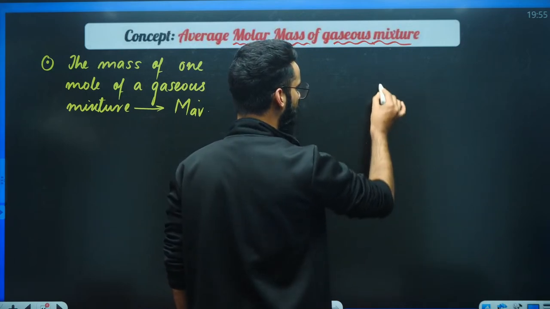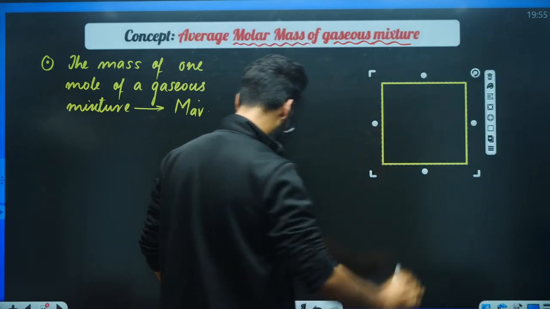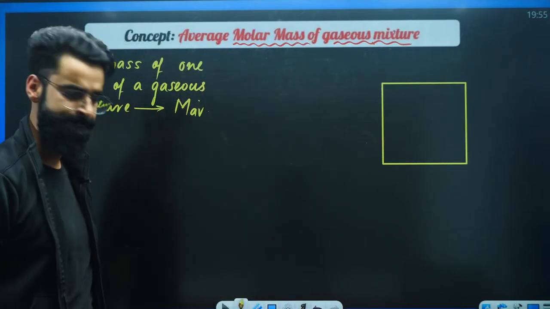For example, I'm taking one container over here. Let's say this is the container which I have. Understand properly what I'm going to say. Let's say this is the container, which is closed on all the sides.